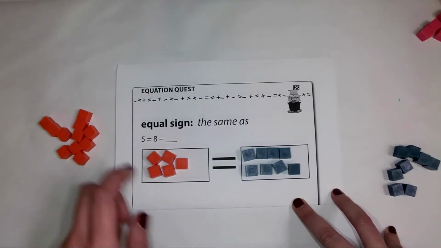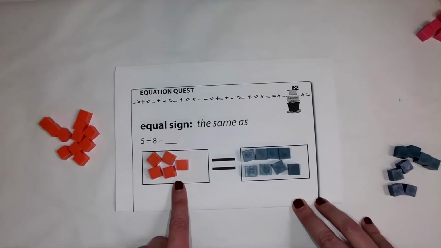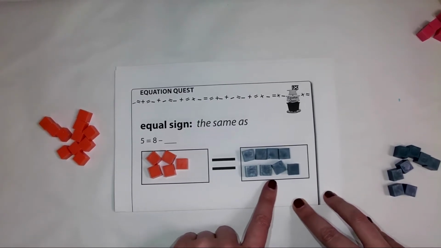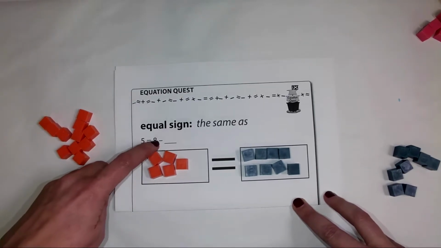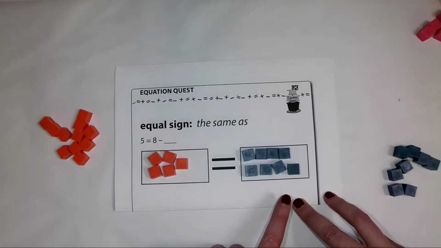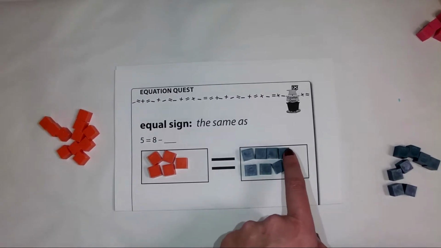Here I need to ask myself, are the sides the same? When I look, I see there are 5 on this side and 8 on this side. The sides are not balanced. So I need to ask myself, what do I need to do to make the sides the same? I see a minus sign here, which tells me that I'm going to subtract from this side until the right side of the equal sign is the same as the left side. So let's go ahead and subtract.